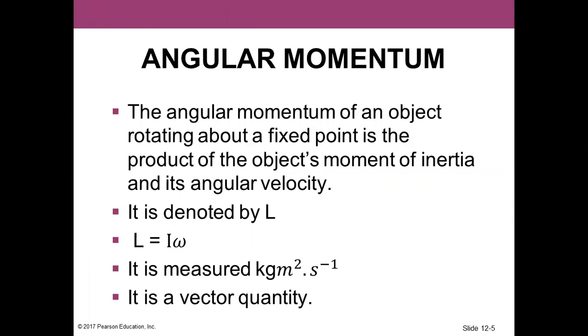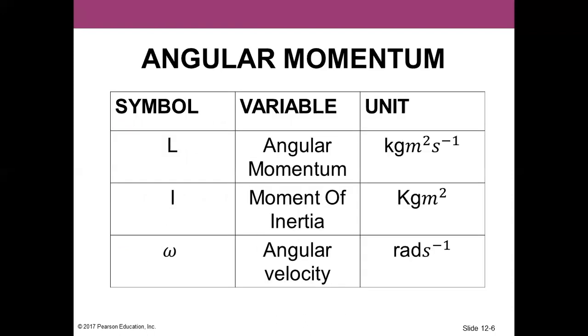Angular momentum of an object rotating about a fixed point is the product of the object's moment of inertia and its angular velocity. It is denoted by L, and it is measured as the product of the moment of inertia and angular velocity. It is measured in kg meter squared per second. Of course, it is a vector quantity.